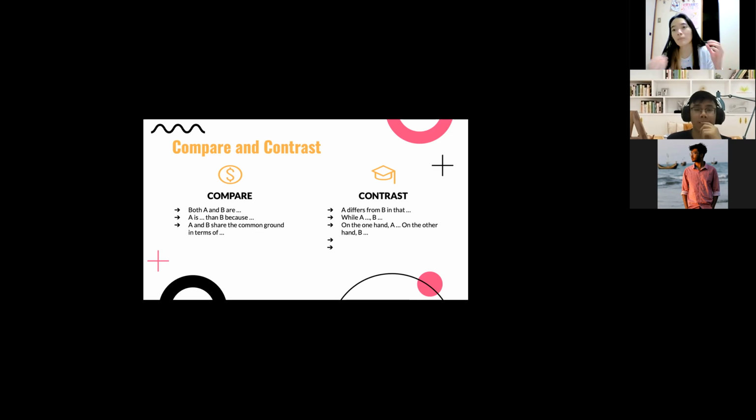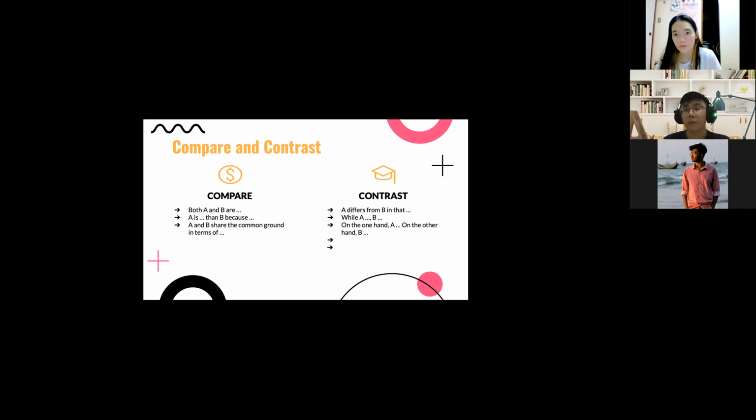So use words like maybe "both subject A and B are similar in terms of something," or "A is something, and B is too," or "A and B both share common ground in terms of." So use those words that really focus on the similarities. You want it to be cohesive, so you want to use all the vocabulary that is related to the similarities only. That way, it's going to be better for people to actually perceive your argument and your ideas in the essay.